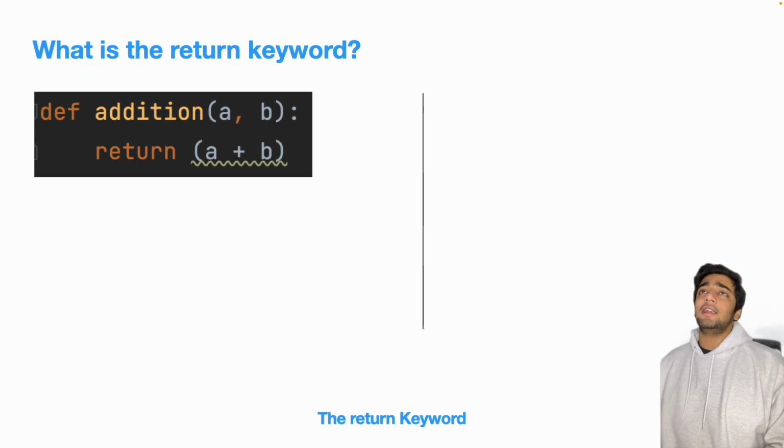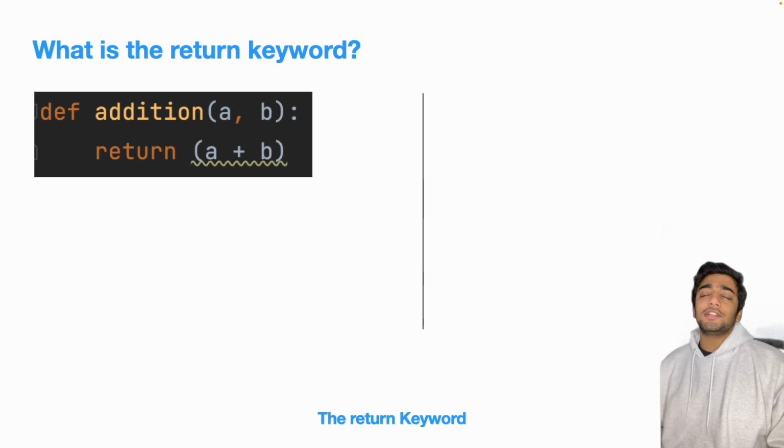Now as you see on your screen, we have a function called addition. This function addition has been defined and it takes two arguments, or two parameters, that are a and b. All the function does is it returns the sum of a and b, or it returns the result of the addition of the values a and b.